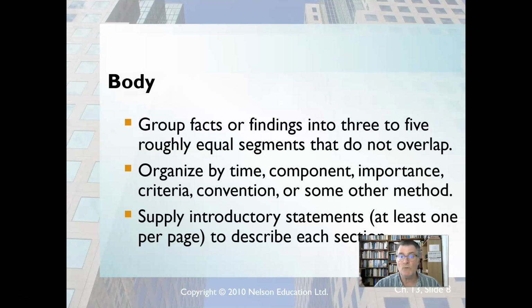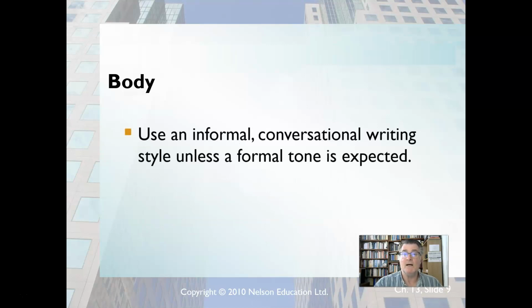But again, it says at least one per page to describe each of the sections. I don't need an introductory statement to each paragraph, but what I do need is one at the very beginning, or at least immediately following the next heading that we see. Informal conversational writing is perfectly fine. You don't want to overdo it using slang unless you're writing a paper on slang, which in this case you're not likely. But you want to keep it informal as opposed to formal, which is very businesslike or scientific writing.